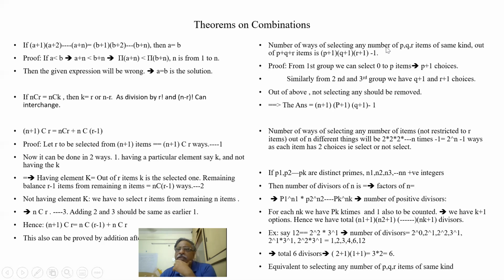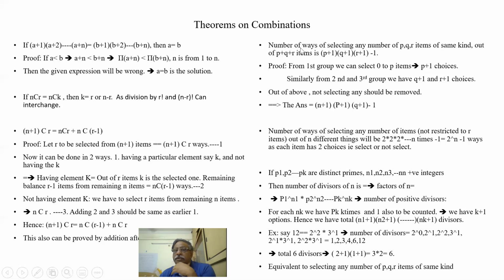So the number of ways of selecting any number of P, Q, R items of the same kind. How can we select? Suppose P items are there. I have the option of either not selecting it or selecting up to full. So I have P plus 1 options. I can select 0, I can select 1, I can select 2, I can select up to P. So we have P plus 1 options. Similarly, Q plus 1 options, R plus 1 options. When I multiply these, I'll get the total number of ways of selecting these things. Suppose out of these, one option is such that P is not selected, Q is not selected, R is not selected, 0, 0, 0. That is one option.